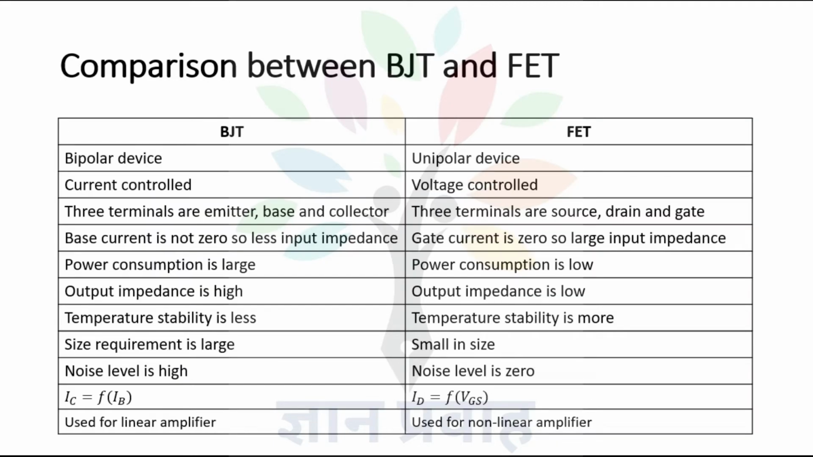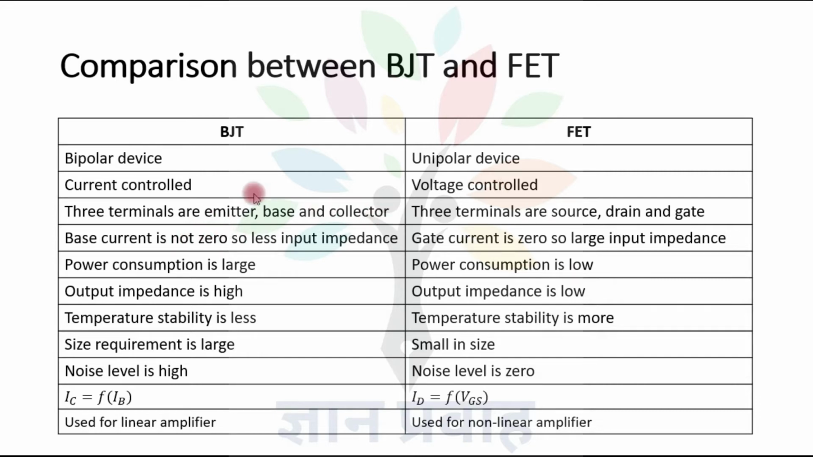Comparison between BJT and FET. BJTs are bipolar devices. It means it consists both types of charge carriers, electrons and holes, while FETs are unipolar devices. It means it consists only one type of charge carrier. BJTs are current control devices. It means the output current depends on the input current, while FETs are voltage control devices. It means output current depends on the input voltage.